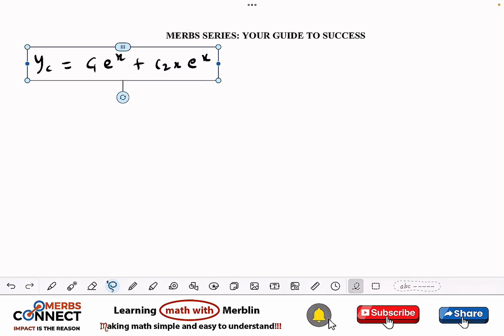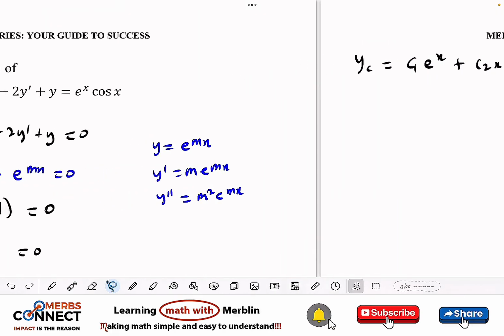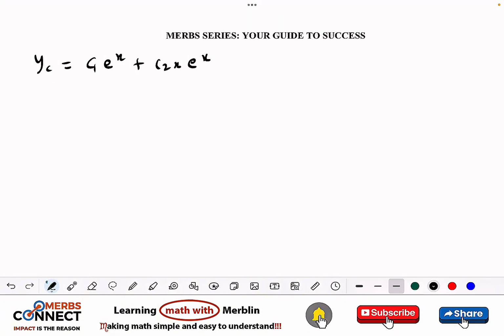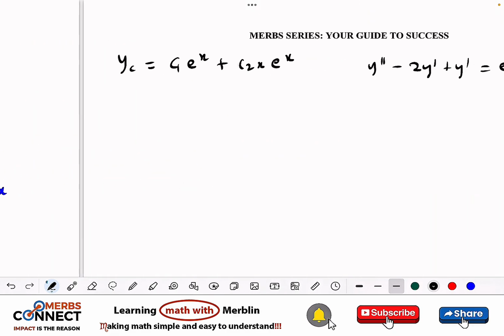So this is our complementary solution, and the question given to us is y prime prime minus 2y prime plus y is equal to e to the power x cos x.